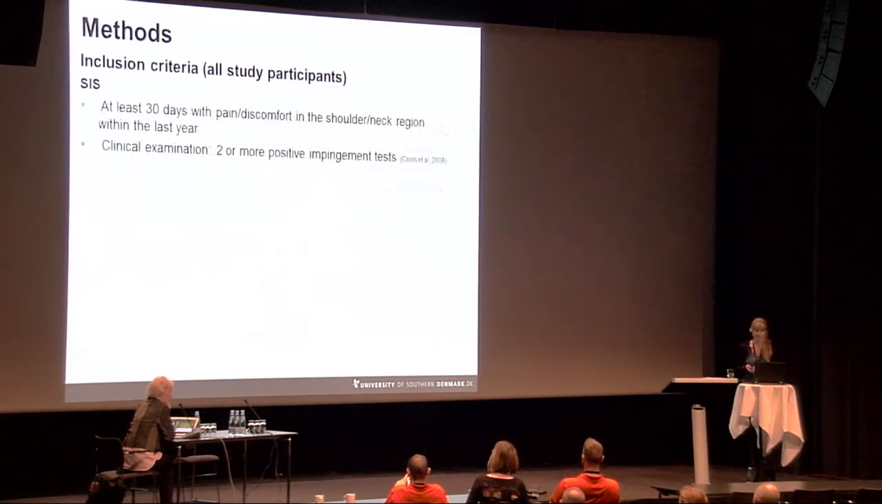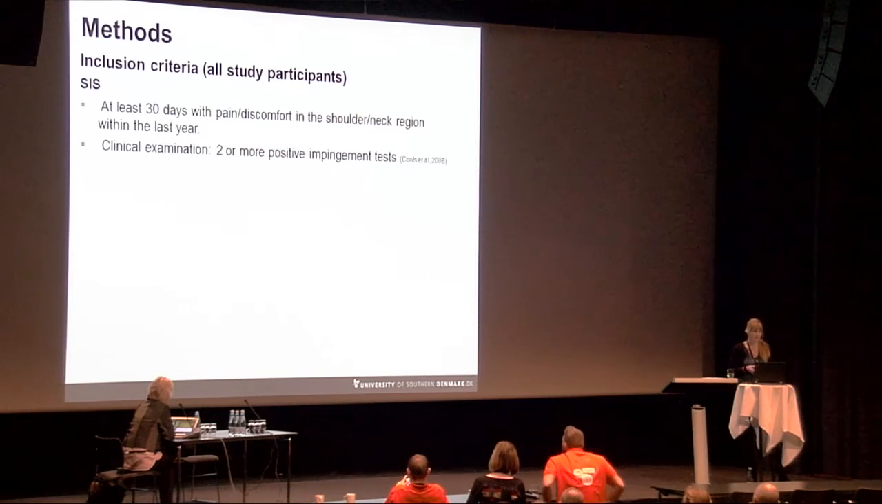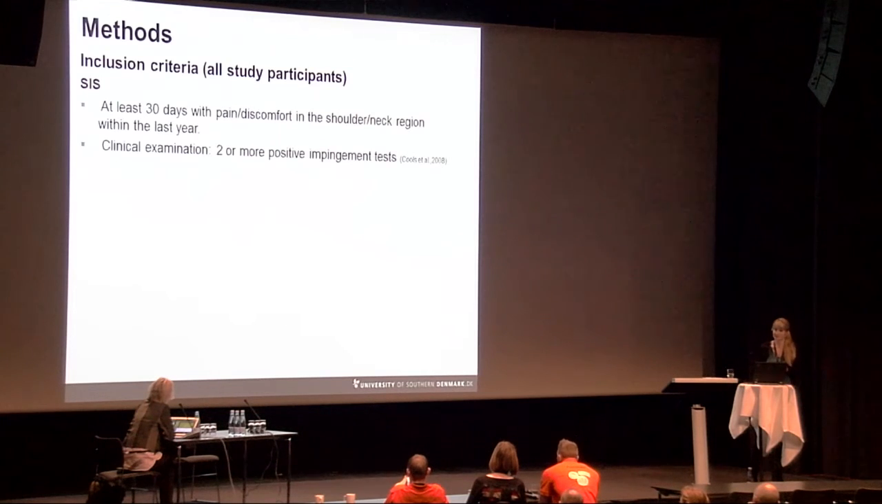The inclusion criteria for CIS were at least 30 days with pain or discomfort in the shoulder and neck region within the last year. And as recommended in the literature, a group of tests may be suggested as a diagnostic tool, and we therefore used a clinical reasoning algorithm based on a standardized battery of clinical tests. So in the clinical examination, 2 or more positive impingement tests were to be present.